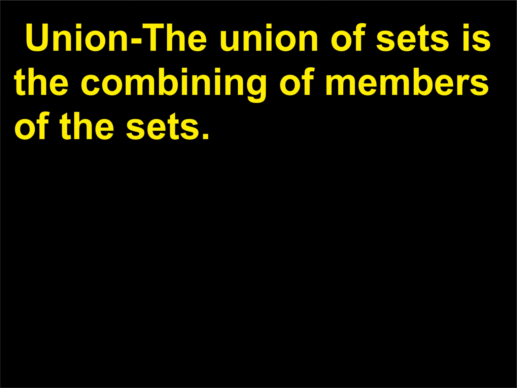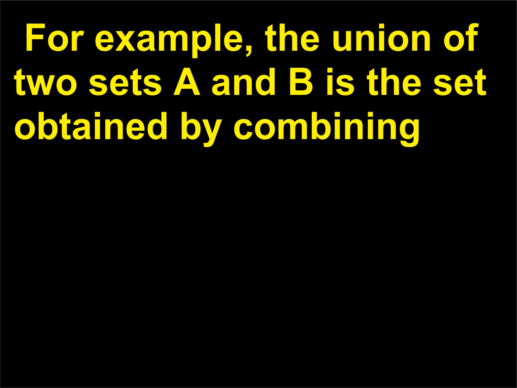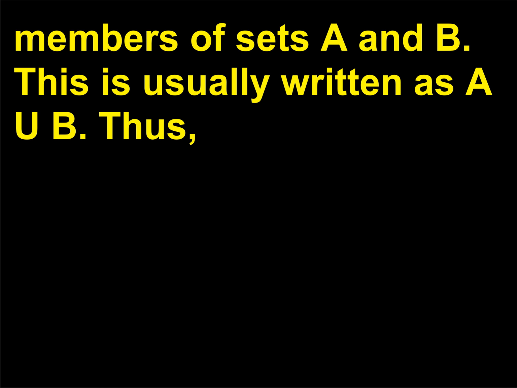Union. The union of sets is the combining of members of the sets. For example, the union of two sets A and B is the set obtained by combining members of sets A and B. This is usually written as A ∪ B.